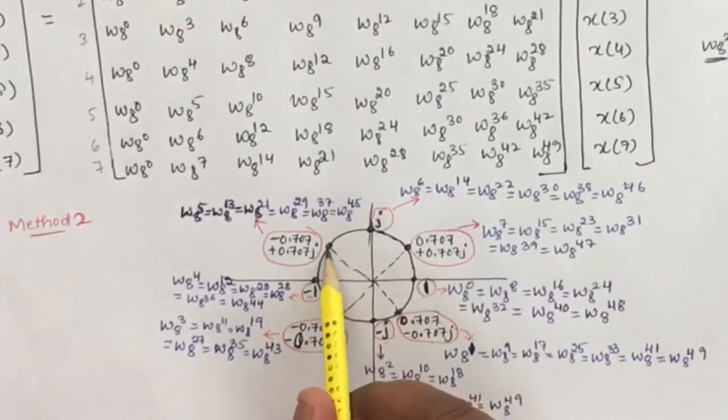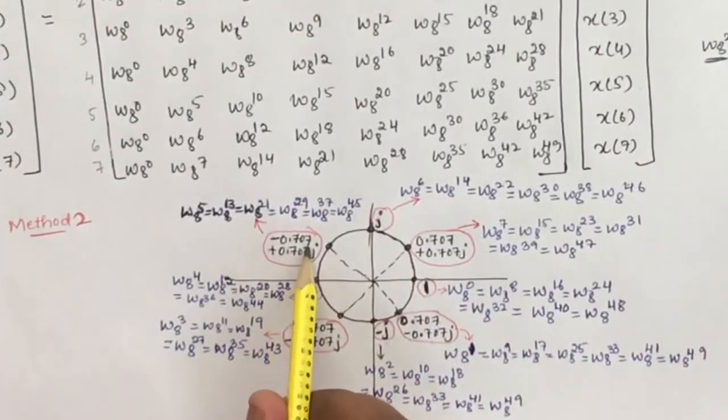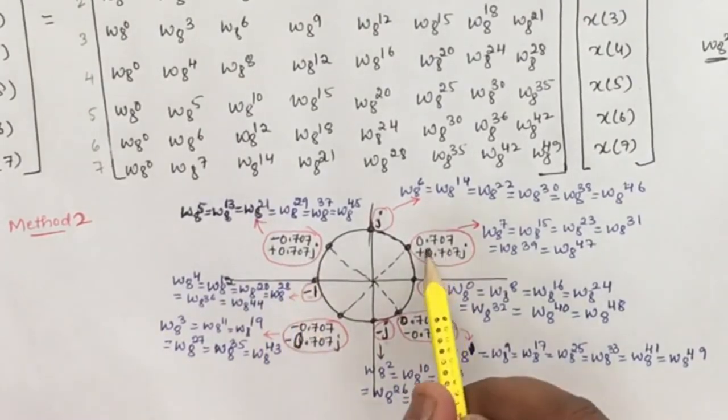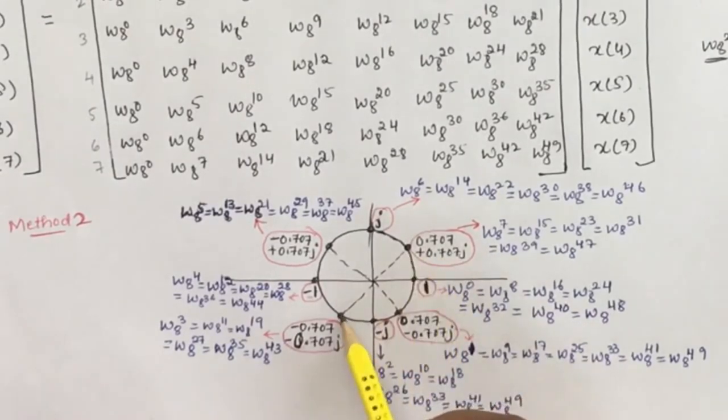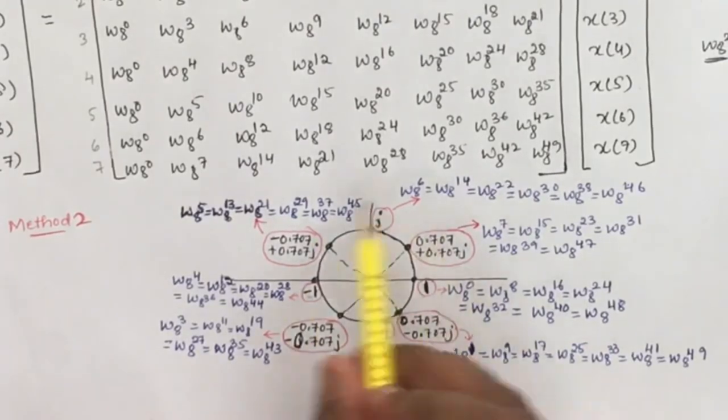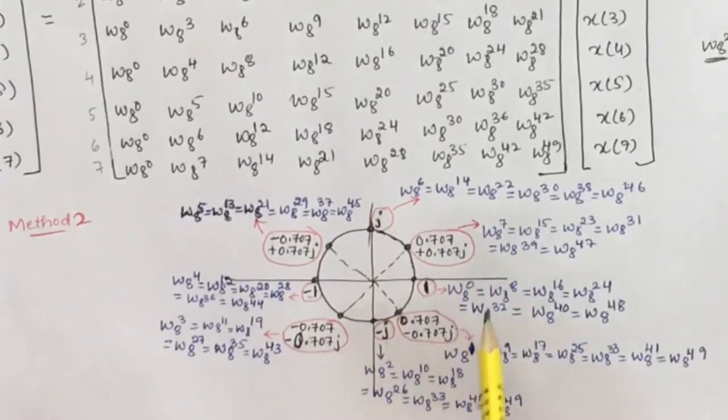Towards this point, the value will be minus 0.707 plus 0.707j. In the same way, this point is 0.707 plus 0.707j. So the opposite point will be minus 0.707 minus 0.707j. After writing these values, we can write the twiddle factor.